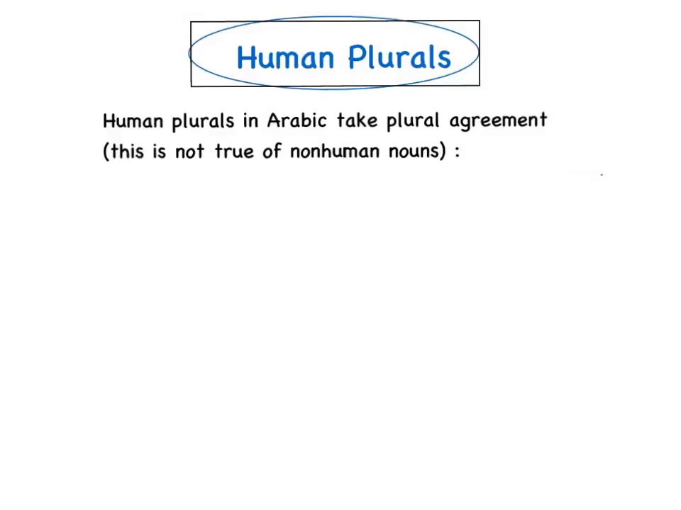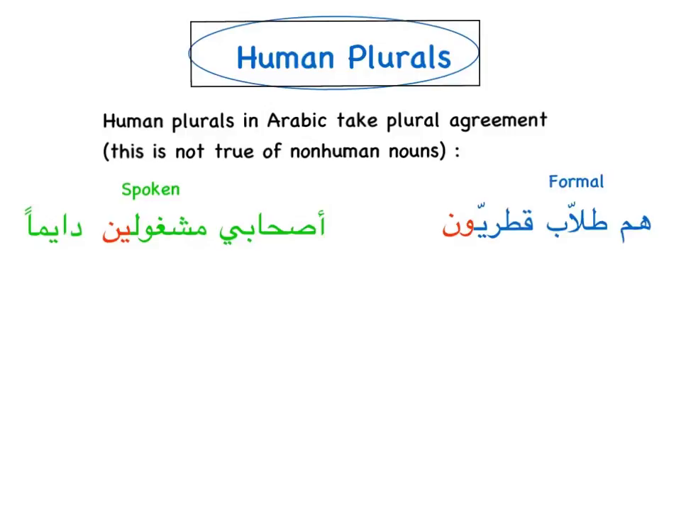Human plurals. Human plurals in Arabic take plural agreement. This is not true for non-human nouns. So in formal Arabic, we would say هم طلاب قطريون. You have طلاب, plural noun, قطريون, plural, and as you can see, we agree the adjective, which is more like nisba, with the noun طلاب. Same for spoken. أصحابي مشغولين دايما. So أصحابي, my friends, مشغولين is the adjective describing them, so we agree the adjective with the noun. And as you can see, the above are examples of a masculine human plural agreement.